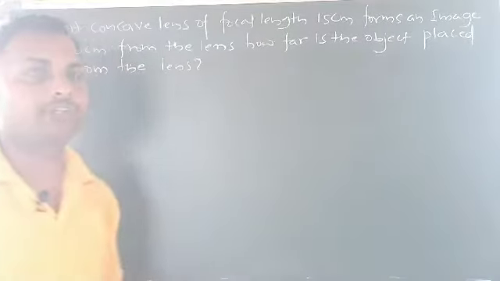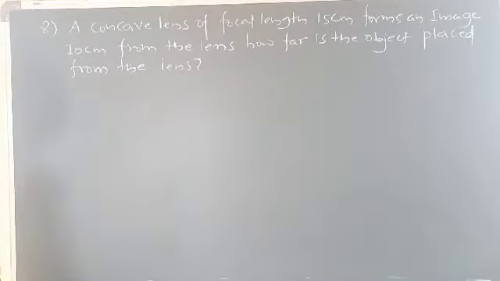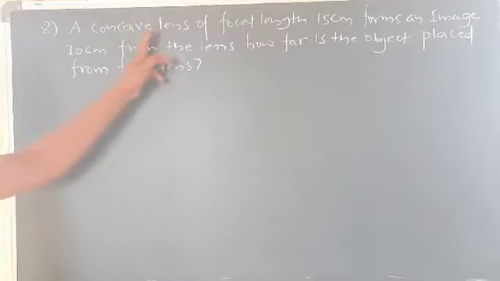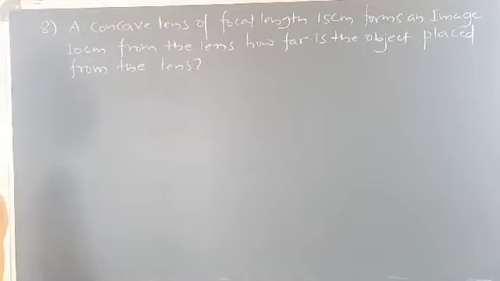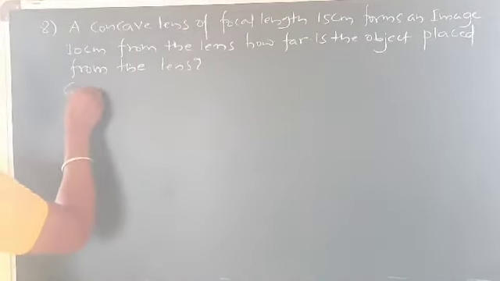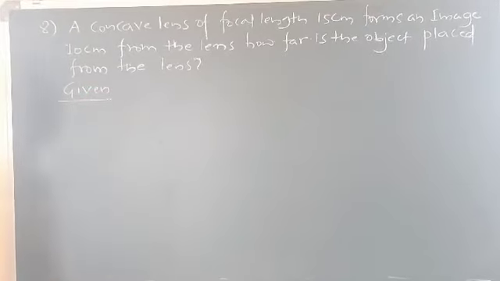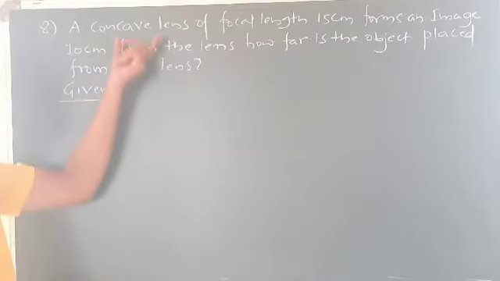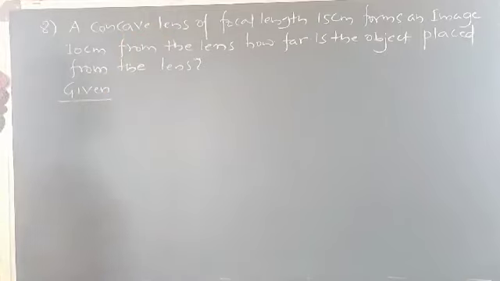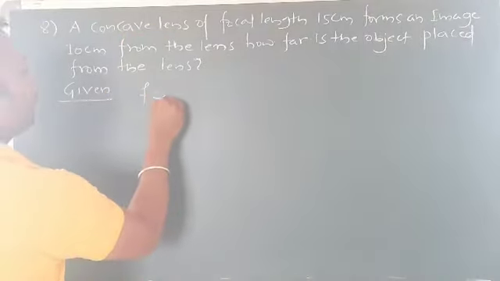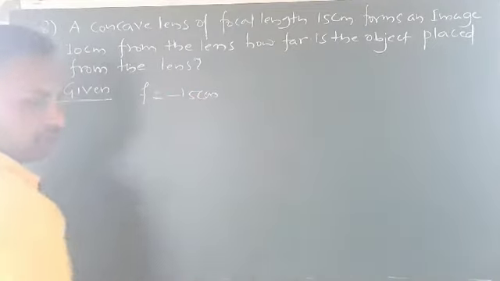Well students, we have next problem, problem number 8. A concave lens of focal length 15 centimeter forms an image 10 centimeter from the lens. How far is the object placed from the lens? Here they have given a concave lens of focal length 15 centimeter, so concave lens means we can take f as minus 15 centimeter.